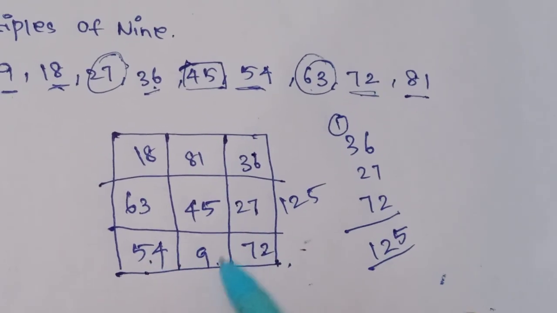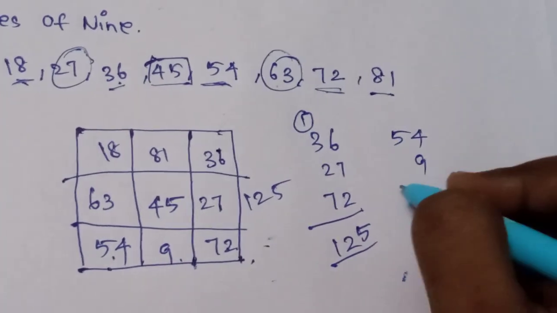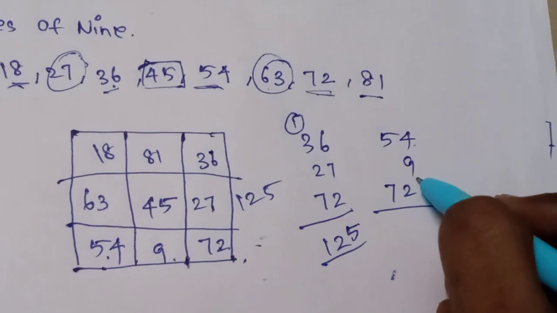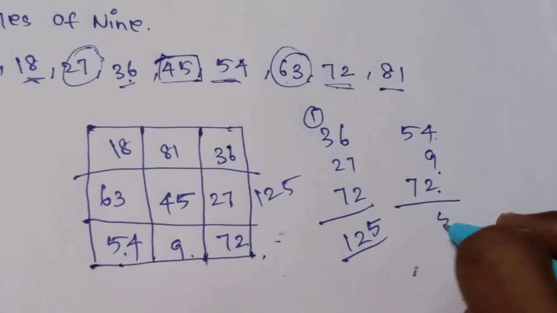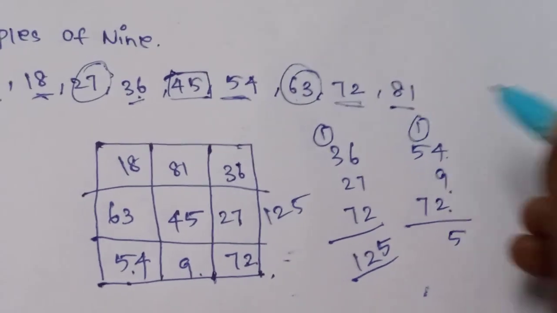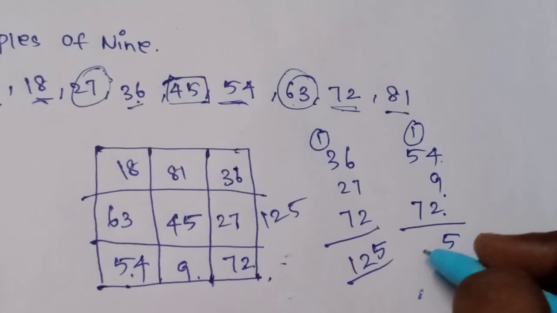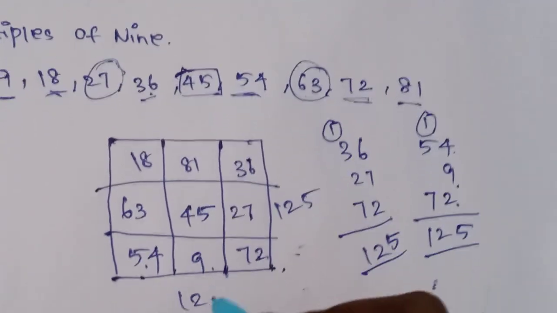Okay, now we have to add this row. 54 plus 9 plus 72. So 4 plus 9, 13. 13 plus 2, 15. So write 5 here. Carry the 1 to the next place. 5 plus 1, 6. 6 plus 7, 12. So 125.